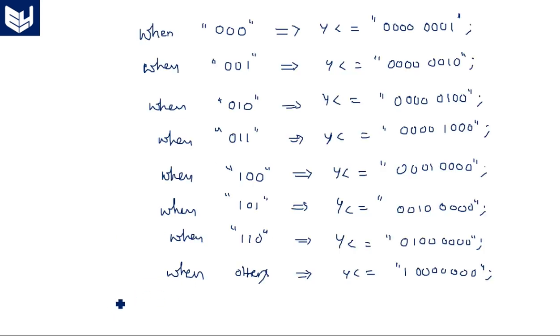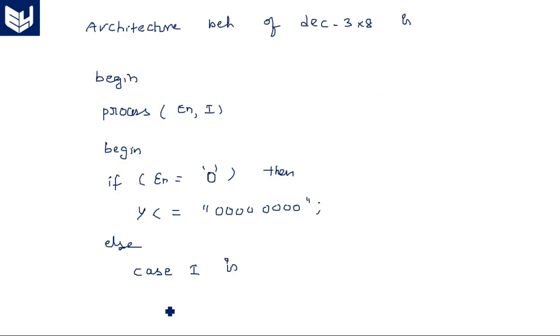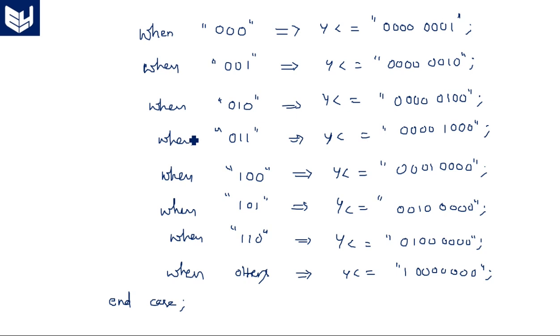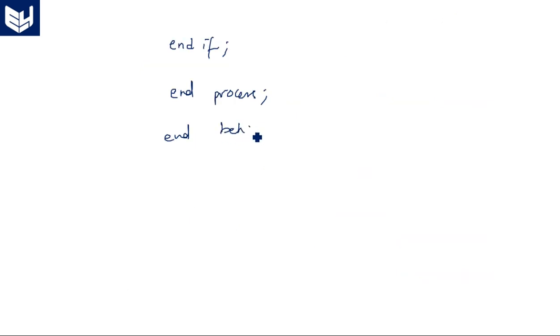So the case is ended: end case. Above the case, the if is there, so end if. Then end process, end architecture. What is the name of the architecture? Behavior. This is the architecture of a behavioral model with the conditional statements. Okay, thank you.